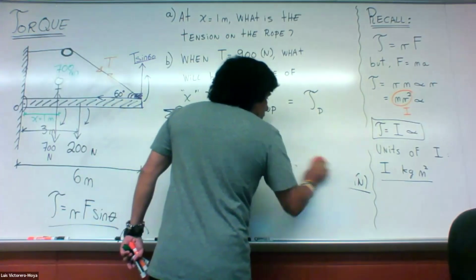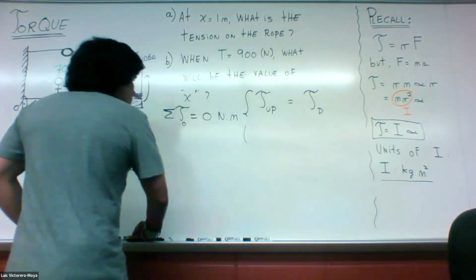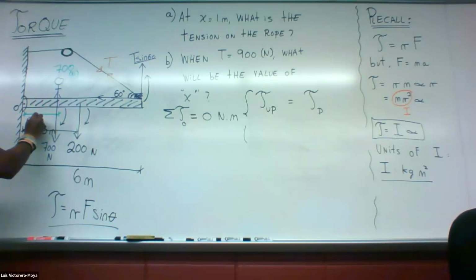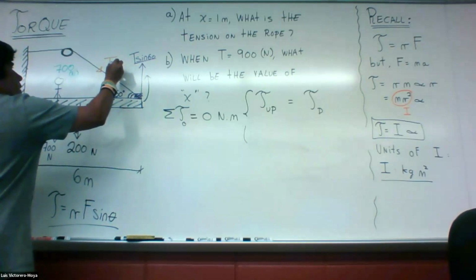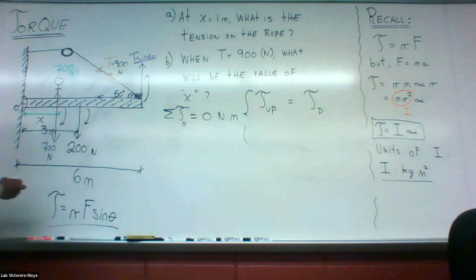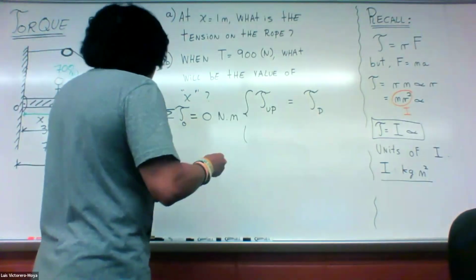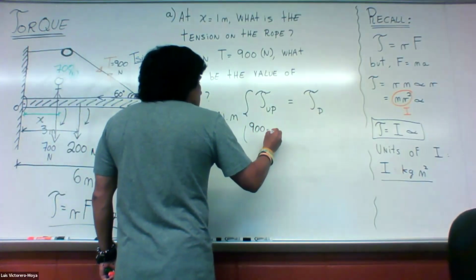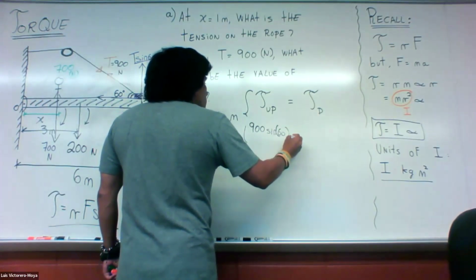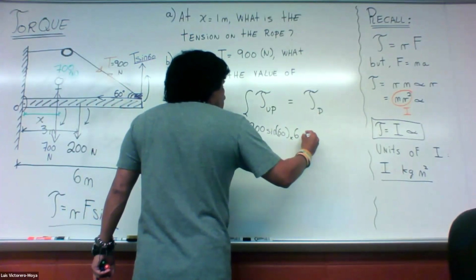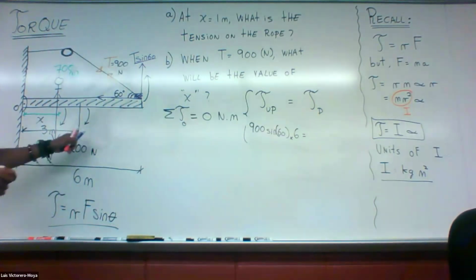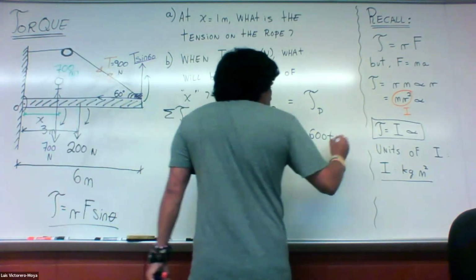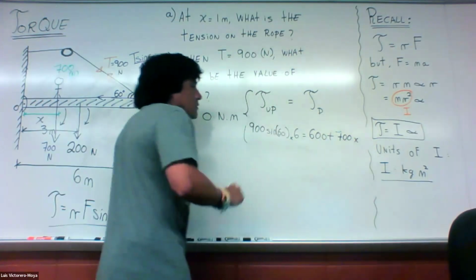But now for part B, it's the same. Now this is just X. And this is 900 newtons. So that still works. T sine 60. So the torque going up is T sine 60, 900 sine 60 multiplied by 6. And the torque going down is 200 times 3, that doesn't change. So that's 600 plus 700x. 700 times x. That's what you want to find.